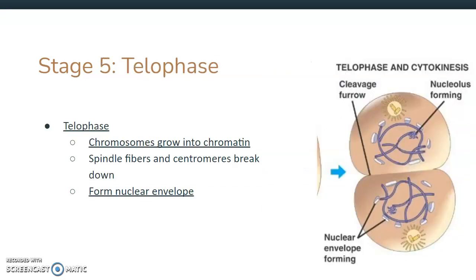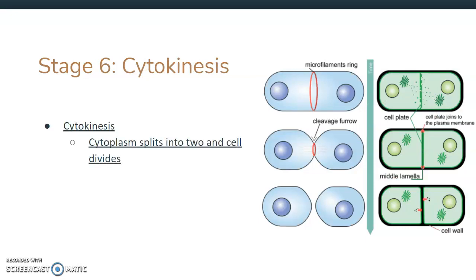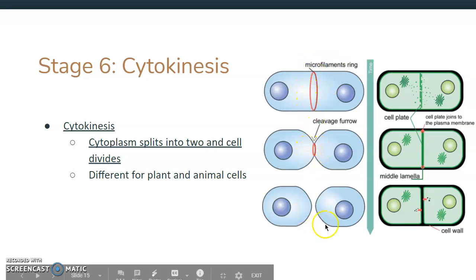And then our last step is cytokinesis. In this step, we have our cytoplasm split into 2 cells and it divides. This happens a little bit differently for plant and animal cells. In our animal cell, we put what's called a microfilament ring around the edge, and it just kind of squeezes our cell until it's 2 separate.